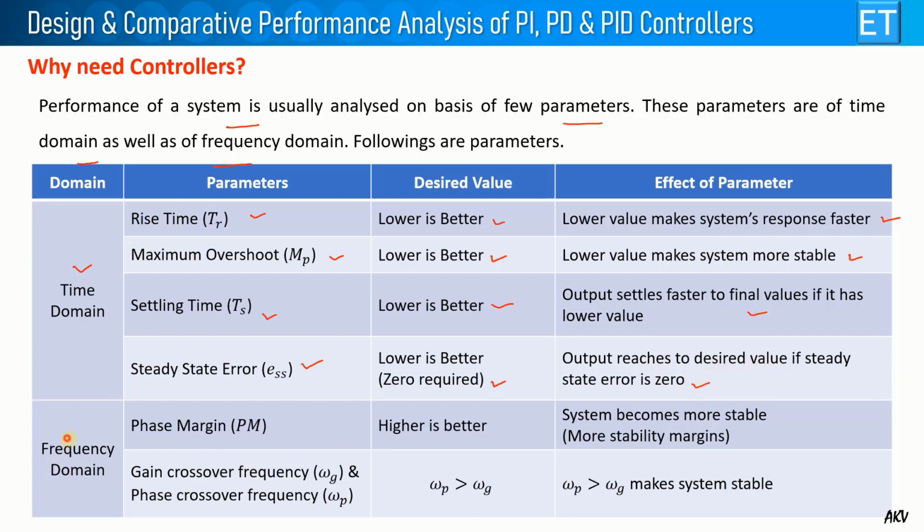And in the frequency domain, we have the phase margin, whose higher value is desirable, and its higher value actually creates more stability margin. So it means our system is more stable. And we have the gain crossover frequency and the phase crossover frequency, omega g and omega p. And this is the desired relationship between omega g and omega p. I mean, omega p must be greater than omega g to make the system stable.